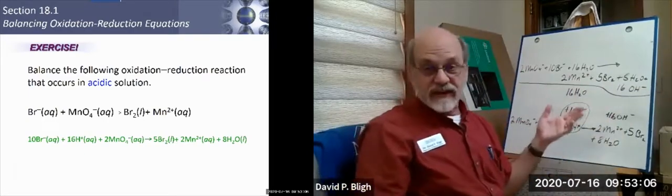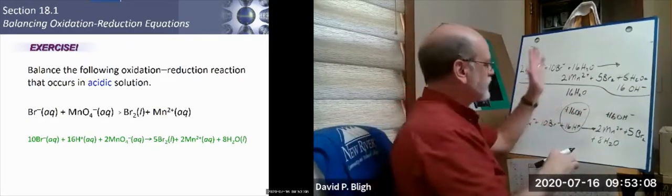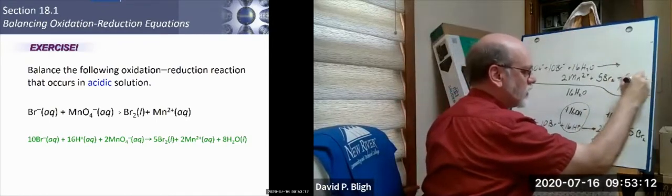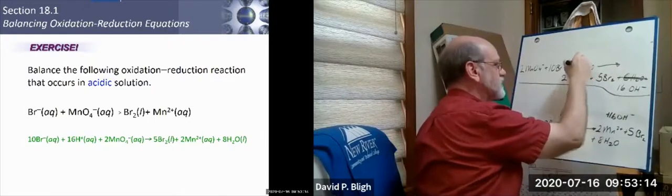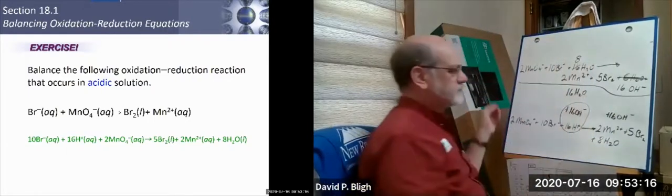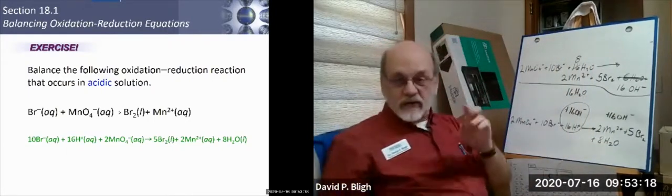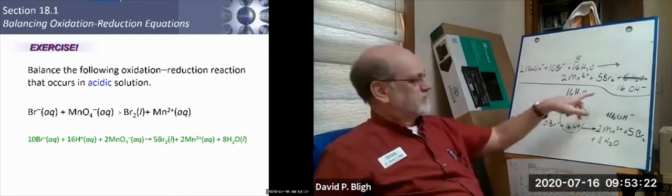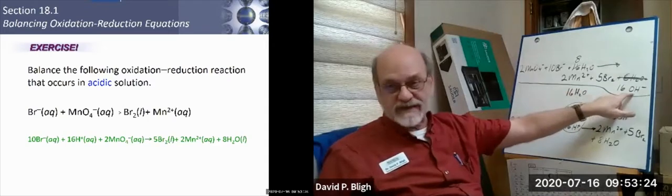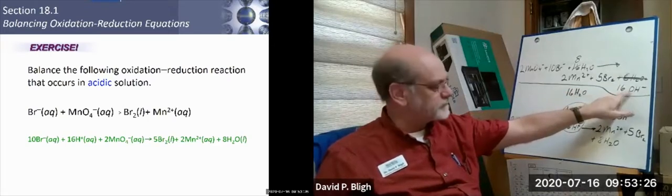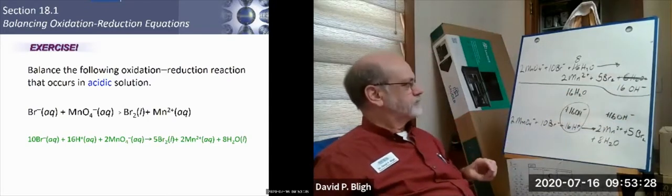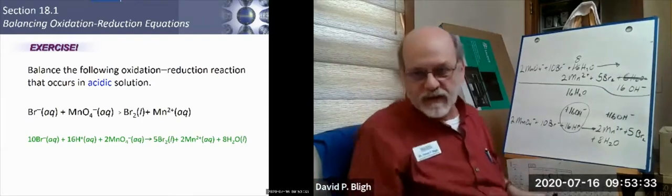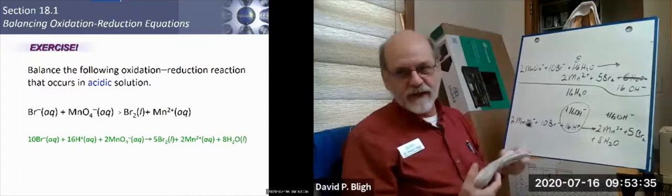Now you cancel anything you can. So we've got 16 waters on this side, 8 waters on that side. Those are all gone. These become 8. So now you have a balanced equation in a basic solution. And there's the proof that it's basic. There's your hydroxyls. Okay, any questions? That's my fake acid method, half reaction method.